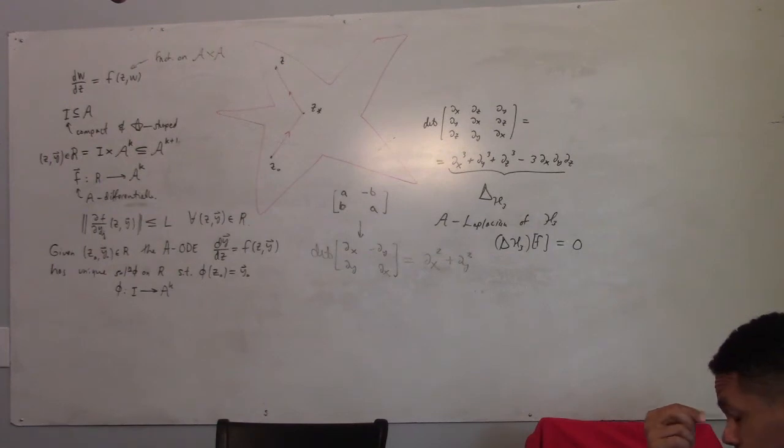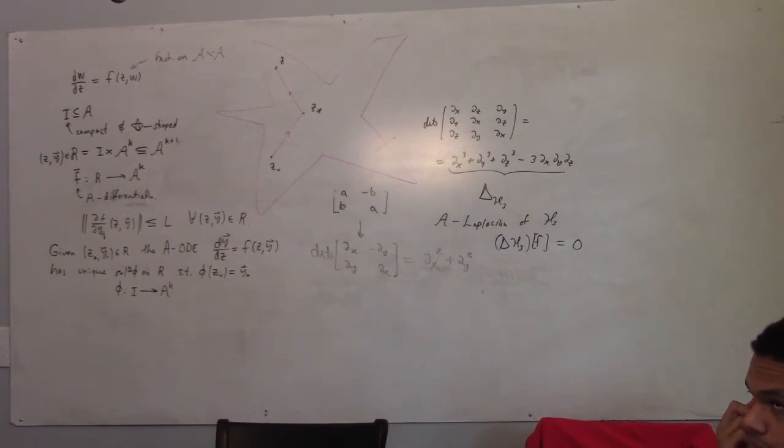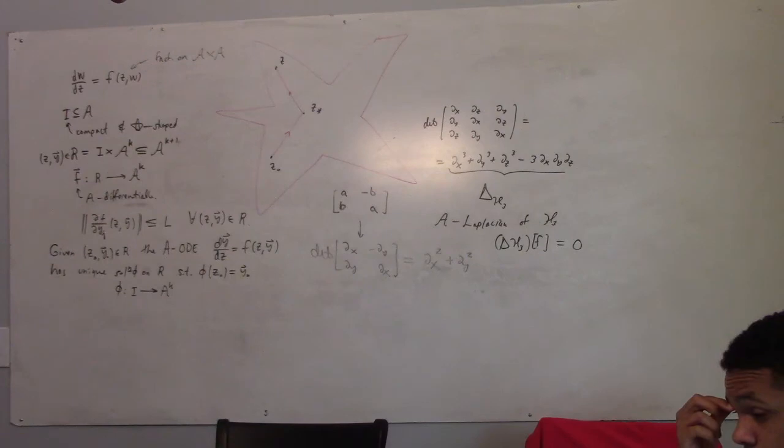Let's see here, lemma. I said that there exists an L greater than 0 such that the norm of f(ζ − v) − f(ζ − w) is L times that, right?